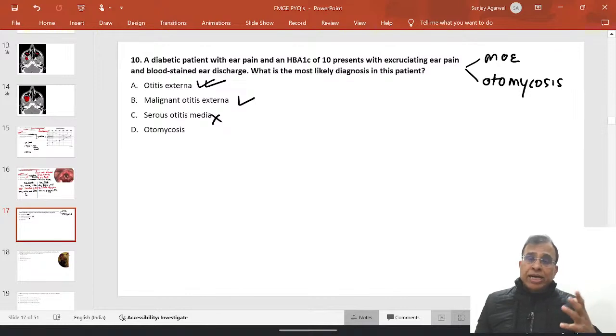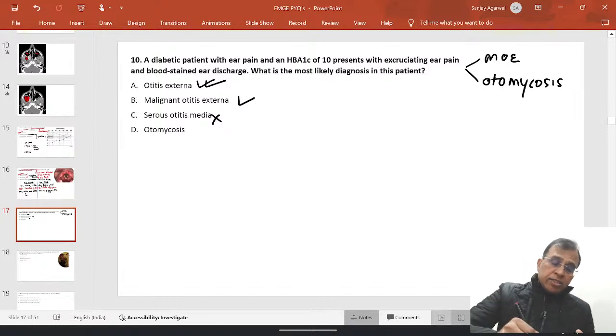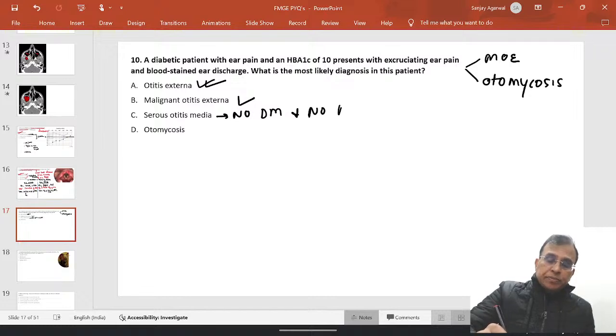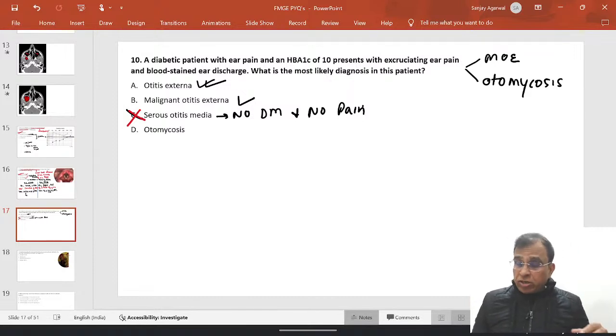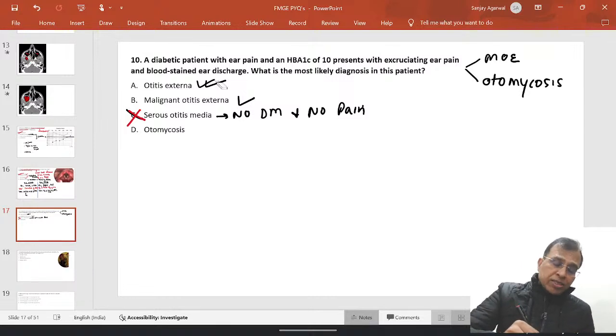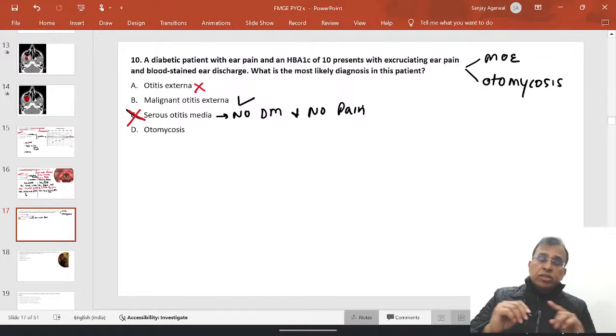Children, small children, are not diabetic. It has nothing to do with diabetes. And in serous otitis media, there is no pain. So this patient has no diabetes mellitus and no pain. This is the only diagnosis that is completely ruled out in this particular case. But if a chronic diabetic has severe ear pain, the rest of the three are possible. Now out of the three, we have to pick one answer.